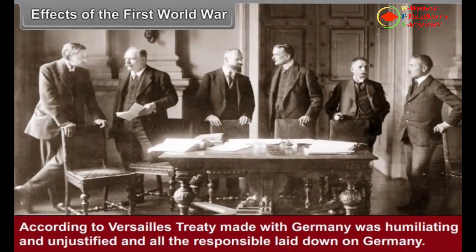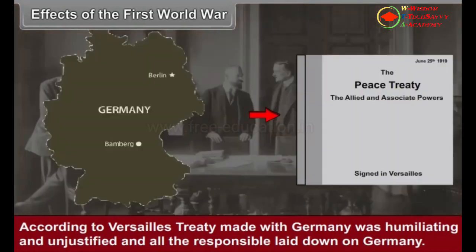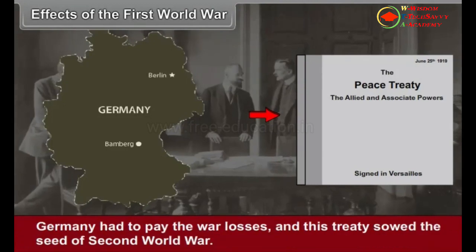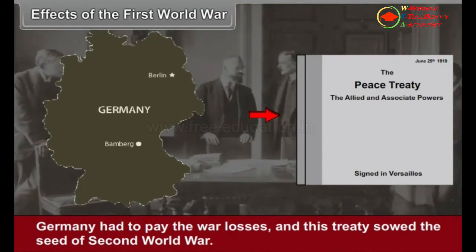The Versailles Treaty made with Germany was humiliating and unjustified, and all the responsibility was laid on Germany. Germany had to pay the war losses, and this treaty sowed the seed of the Second World War.